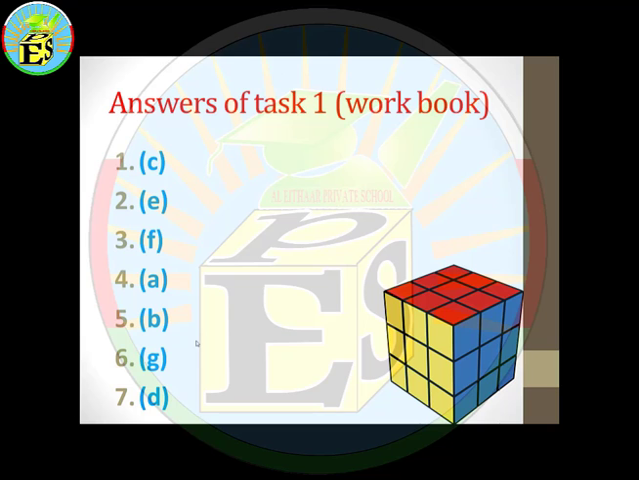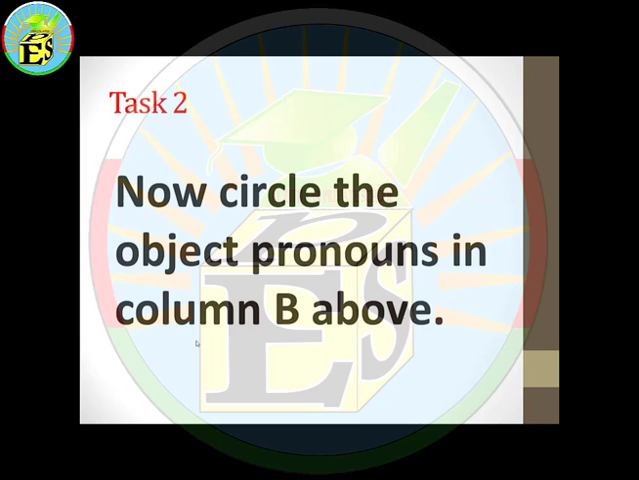Now we will move to task number 2, and what we need to do here is to circle the object pronouns in column B above. So it's related to task number 1, and our main focus is going to be in column B, the one with the letters A, B, C, D, E, F, G. What we need to do is to circle the object pronouns that we have. So in the first one, I can see it anywhere. Which one of these is the object pronoun? It's it. In A, we are talking about the bag, alright?